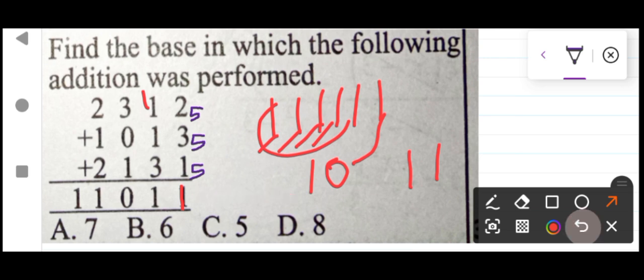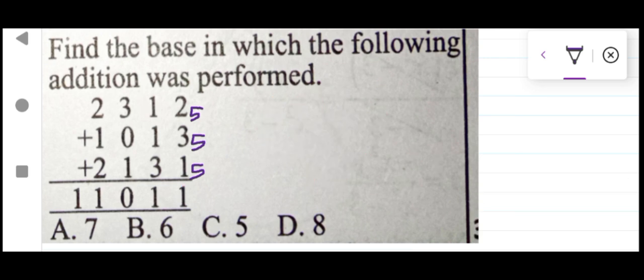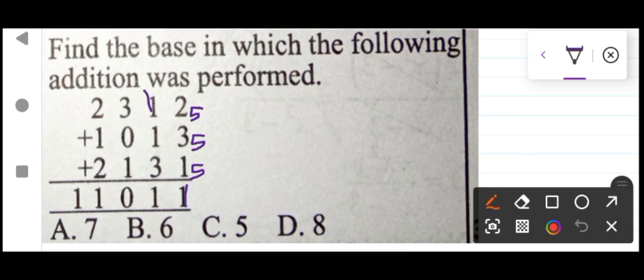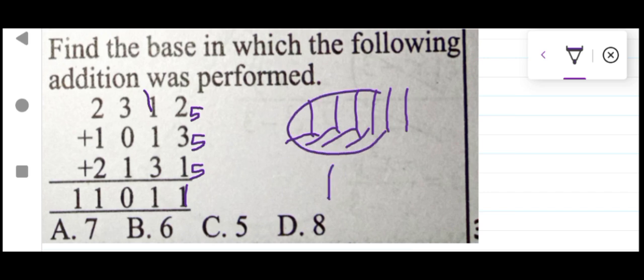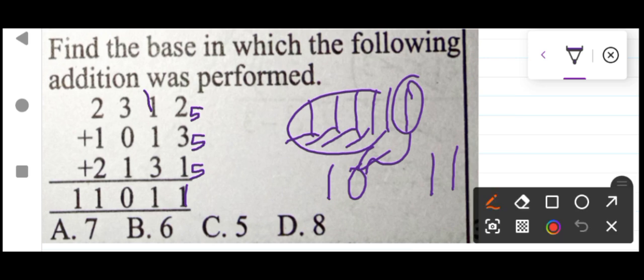So let's continue to see if this works for the others. So we have 1, remaining 1. Now let's add this again. We have these values in base 5, and this is 1 plus 1, which is 2, plus 1, 3, plus 3, 6. So we have to count 6 again. 1, 2, 3, 4, 5, 6. And remember, because we are working in base 5, any count of 5 becomes 10. 1, 2, 3, 4, 5. This is 10. Then plus this one, that's 11. So we need to write 1, then we carry 1.